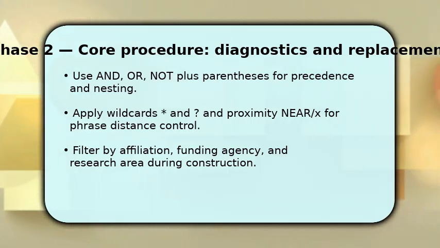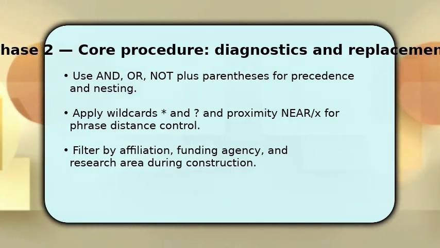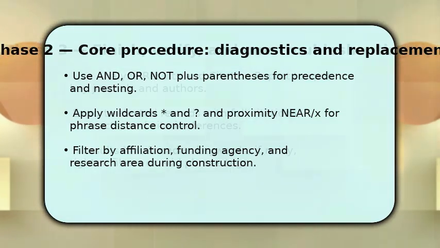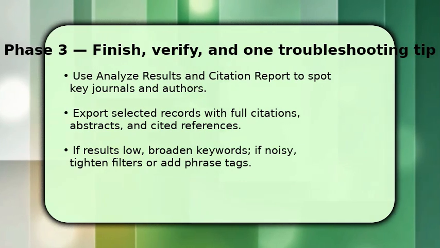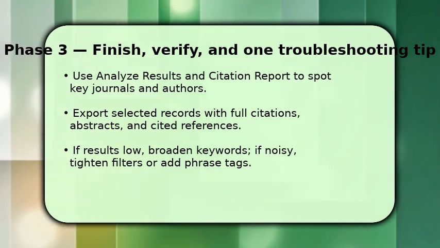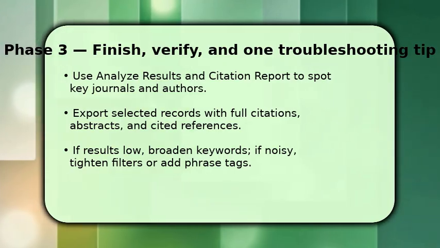Once your query string returns consistent results, save it as an alert or named search, so you can rerun or refine without rebuilding. Finally, refine with Analyze Results and Citation Report to identify core journals, top authors, and influential papers.